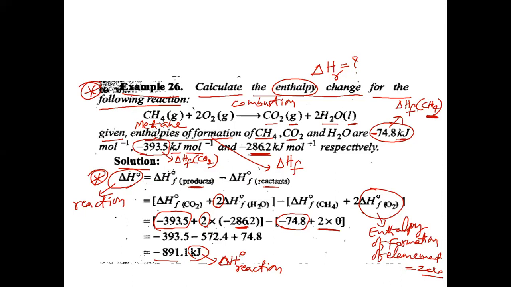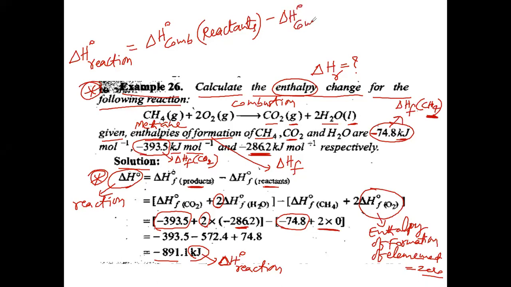Sometimes, listen, in this problem they have given enthalpies of formation. Sometimes what they will give you is enthalpies of combustion. When enthalpies of combustion are given, in that case, delta H of reaction, what minus what do we have to take? The standard enthalpies of combustion of reactants we take, minus delta H naught of combustion of products. In this case, reactants minus products we take.